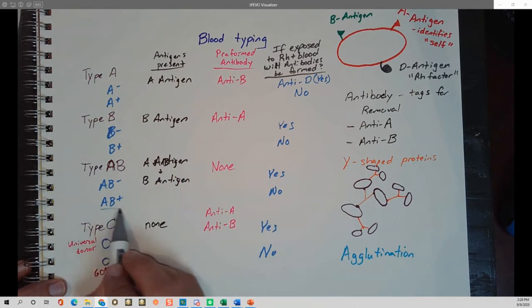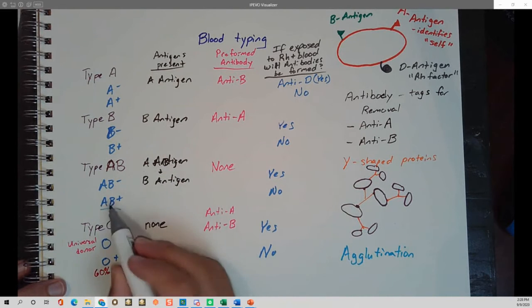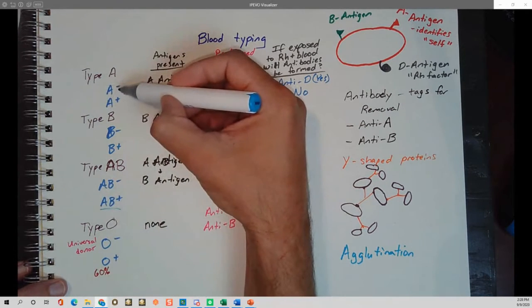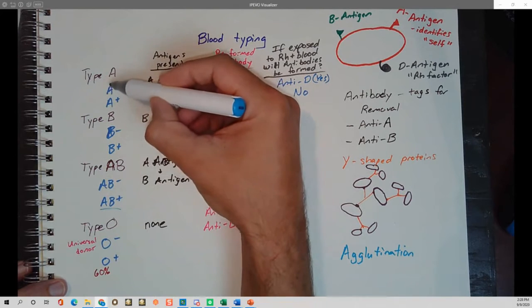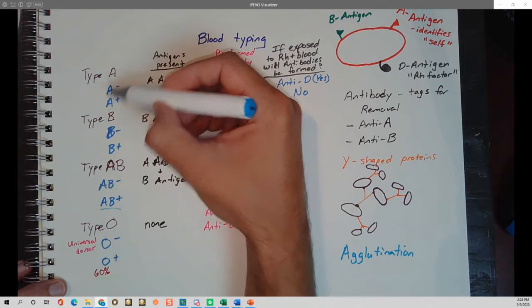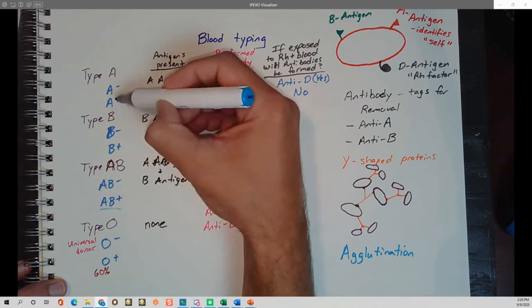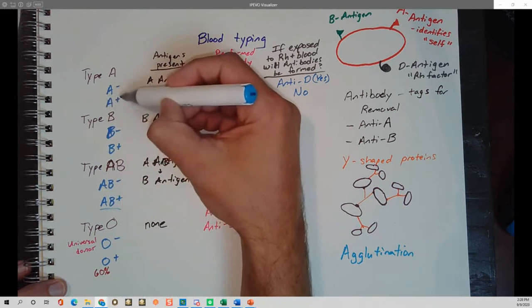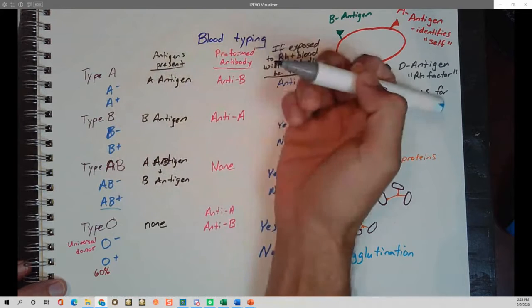Let's do this one, AB positive. What can an AB positive receive? Can it receive an A negative? Yep, it already has the A antigen and there's no RH factor, so we don't have to worry about that. Can it receive an A positive? Yep, it already has the A antigen and it already has the RH factor.